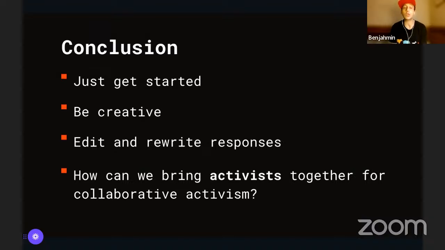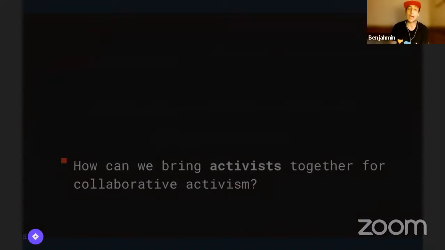And then, how can we bring activists together for collaborative action? I feel like the more prevalent technology and artificial intelligence is, the more important it is that we humans get together in person. That's one thing I really liked about my tech meetup: I used AI to bring people together. I would love to do more speaking events where I'm physically in front of a room full of people.